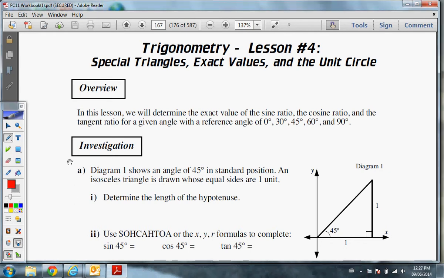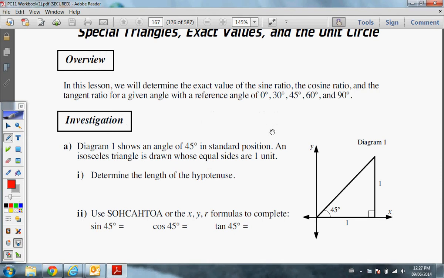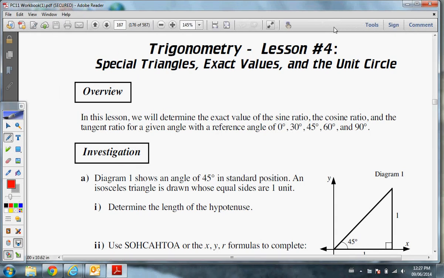When you go to Math 30, you're going to start with trigonometry is what I'm trying to say. So just keep that in mind.